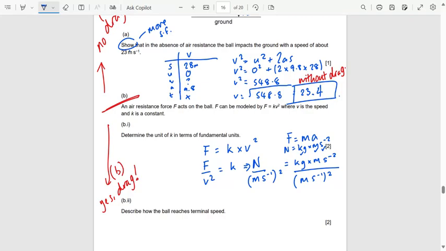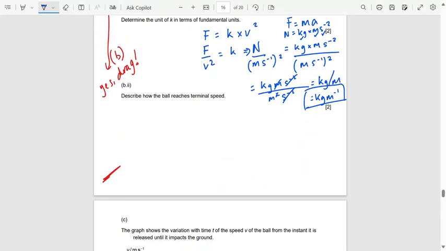So, let me multiply out this bracket. That leads to kilograms meters per second squared divided by meters squared per second squared. Cancel, cancel. Meters divided by meters squared goes to that. So I'm left with kilograms per metre. Put it into IB notation, and we get that.